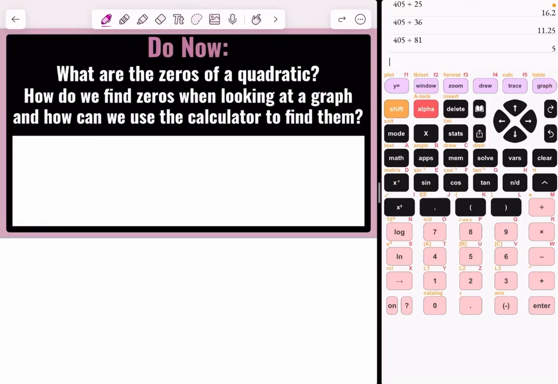Alrighty, let's look at this do now question. What are the zeros of a quadratic? The zeros are the solutions. It's also the roots. It's also the x-intercept.